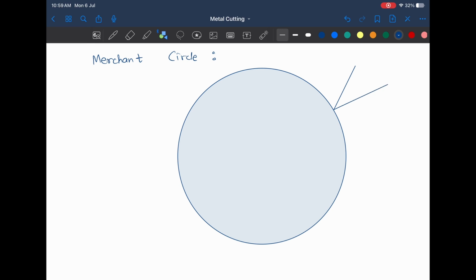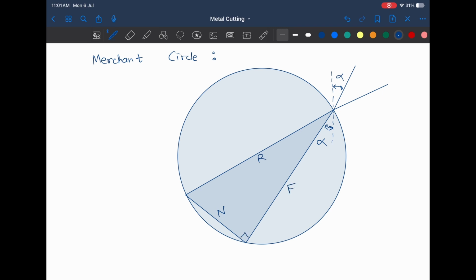The main point of the Merchant circle is our net reaction force R, because every force has a component along the R reaction force, the net resultant force. This is the normal reaction, perpendicular to which we have friction. This is the resultant force, this is the friction force, and we know the relation between friction angle, friction force and normal reaction.